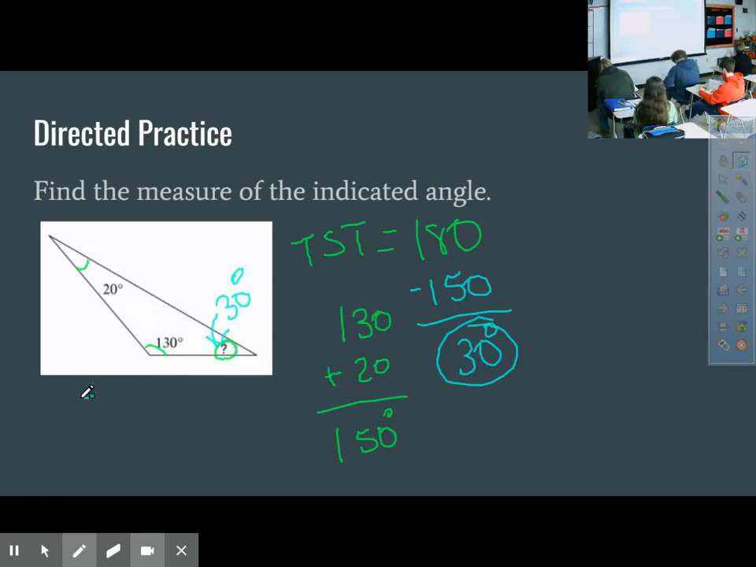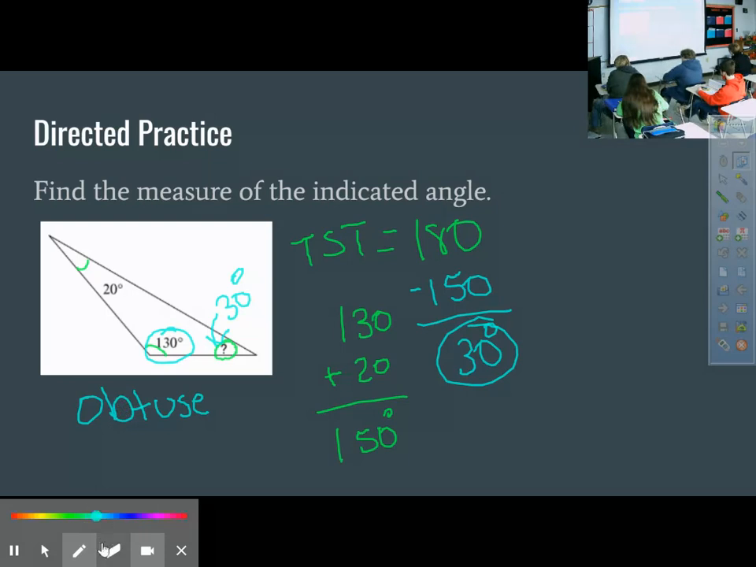Obtuse, why is it obtuse? Yeah, one of the angles is bigger than 90, which is this one here. So since that one's bigger than 90, it would be considered obtuse. All right, very good. All right, here's the next one.